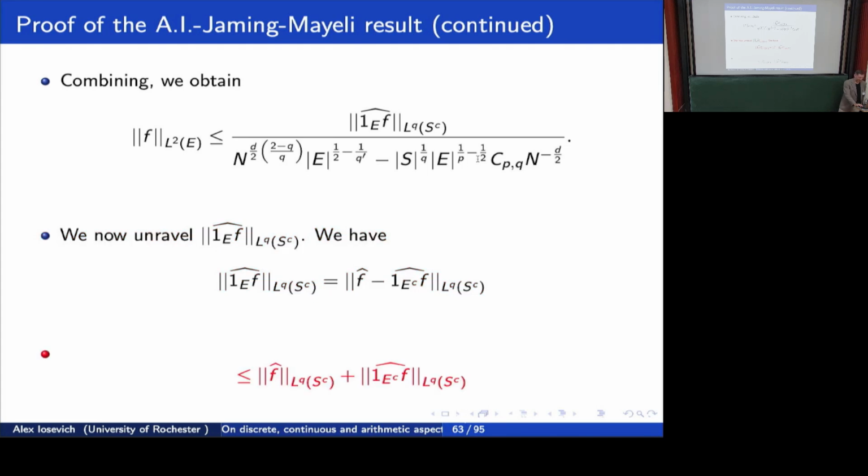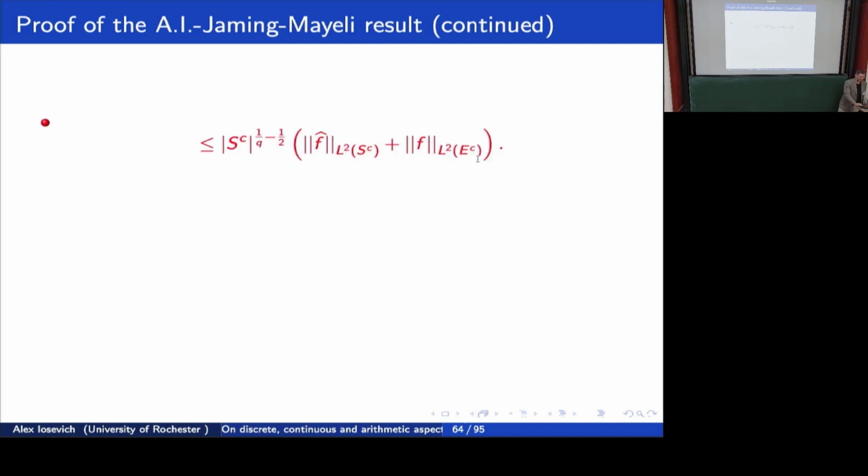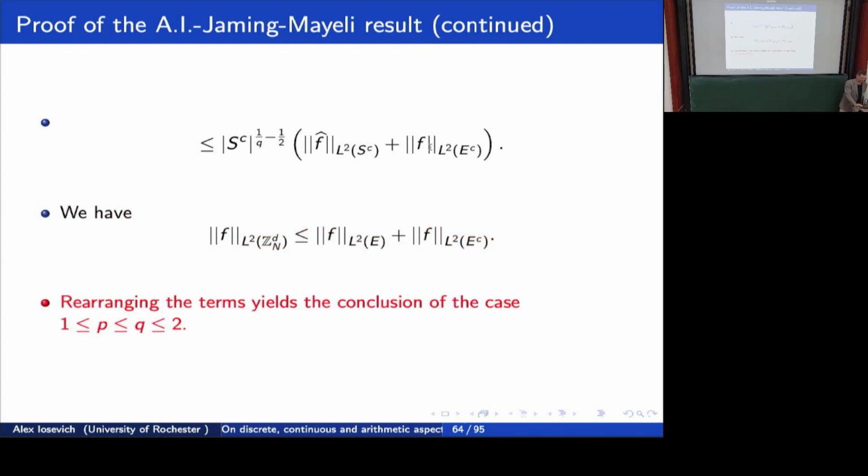And we bound this as before by the LQ of S complement norm of F hat plus the LQ of S complement norm of 1_E complement F hat. And this we bound by the size of S complement to the power of 1 over q minus 1/2 times the Fourier transform L2 of S complement and the L2 of E complement norm of F. Now, as always, we bound the L2 norm by the L2 norm of E plus the L2 norm of E complement. And rearranging the terms yields the conclusion in the case P less than Q between 1 and 2.